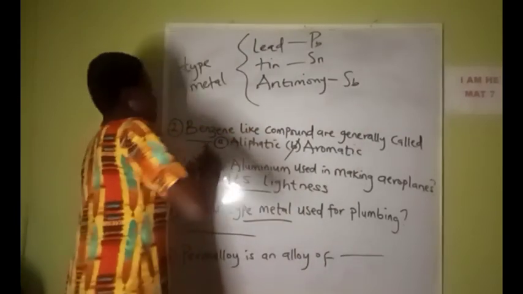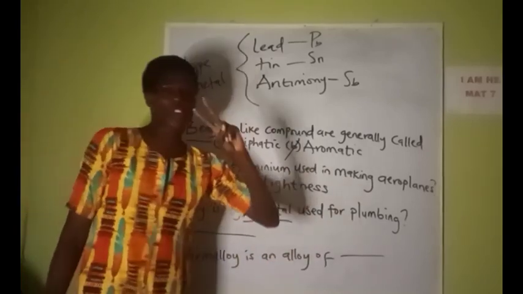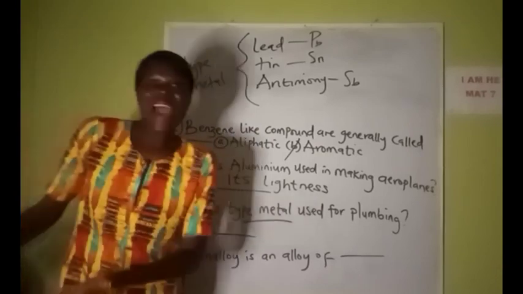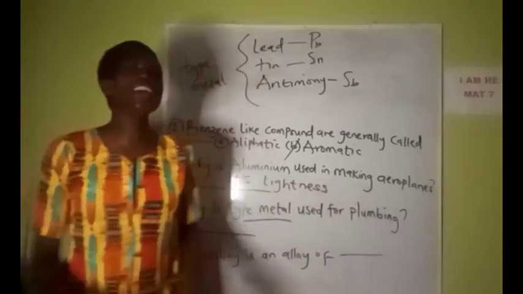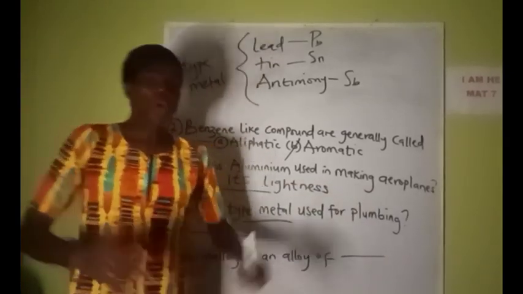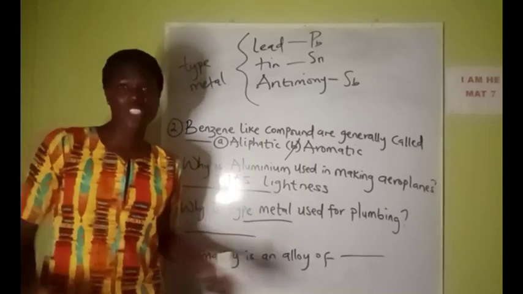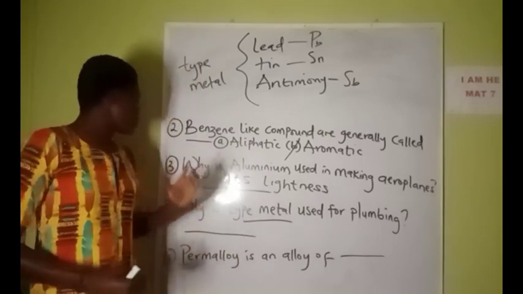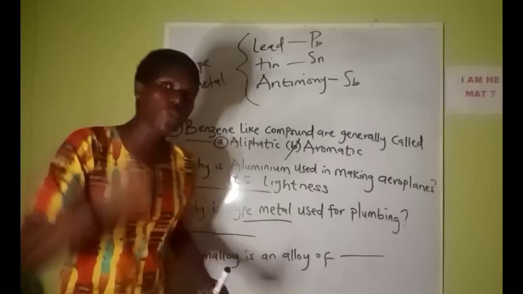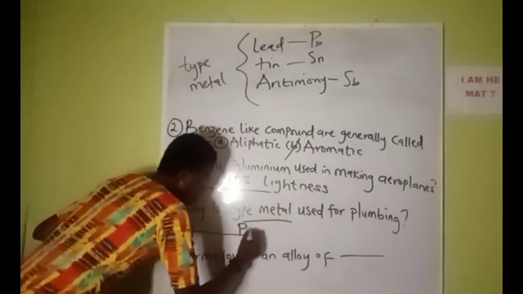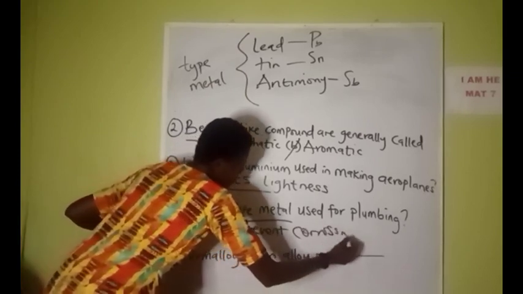Okay, so they are called type metal. Now when you hear the word plumbing, 2 things should come into your mind. That is pipe and water. Do you understand? So why is this type metal used for plumbing? One is to prevent corrosion. When water comes in contact with something, you know there's this tendency of corroding. Do you understand? So the function of using type metal for plumbing is to prevent corrosion.